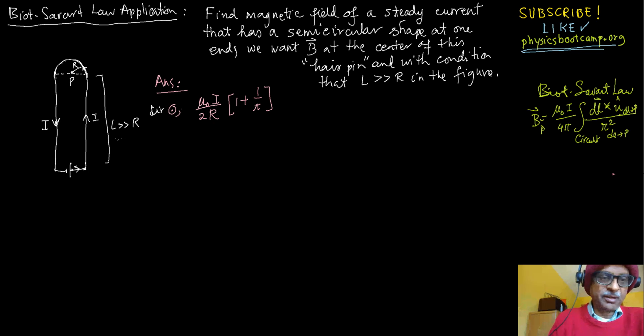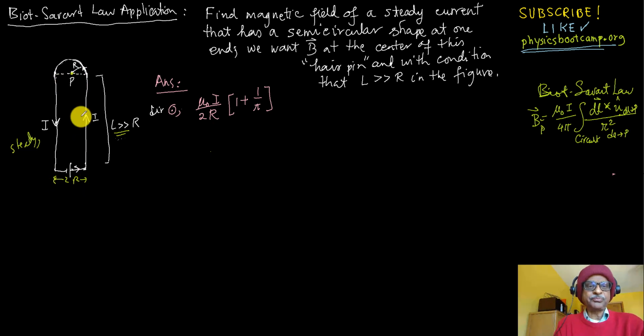So here we have a circuit shaped with three straight segments and a semicircular segment over here. A steady current is flowing through it, and we are supposed to find the magnetic field at that point. There's a condition that the length of this wire is much greater than this, and of course this distance is 2r, because of the radius.